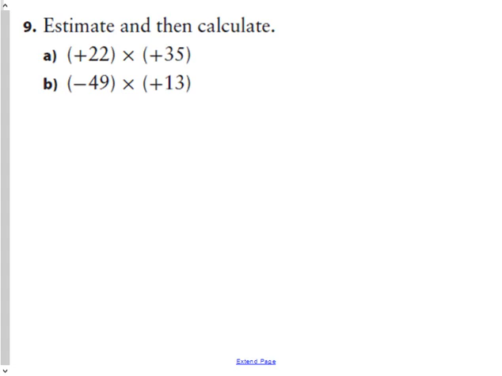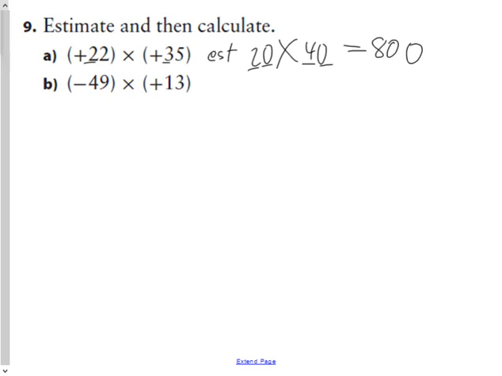Question 9 asks you to estimate and calculate. You'll have this on your test. When you estimate, just round to the greatest place value. So 22 is going to round down to 20. Positive 35 is going to round up to positive 40. 2 times 4 is 8, plus 2 zeros is 800.